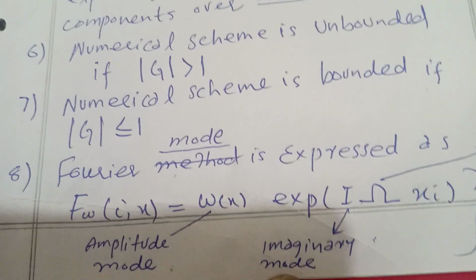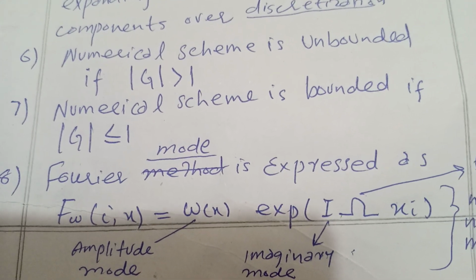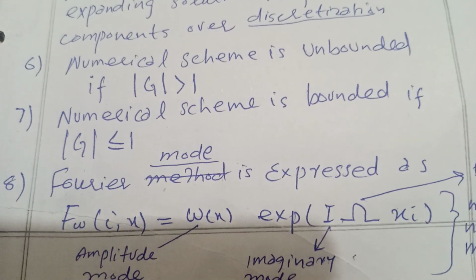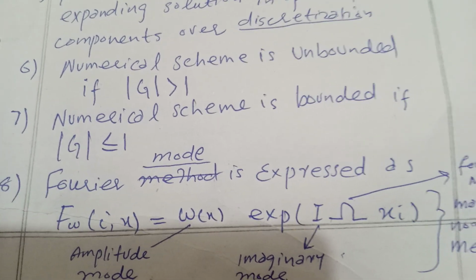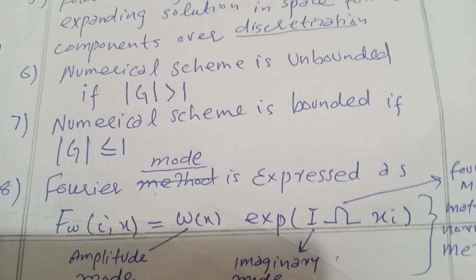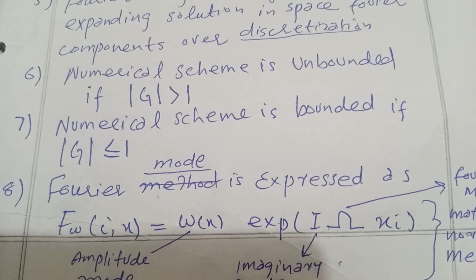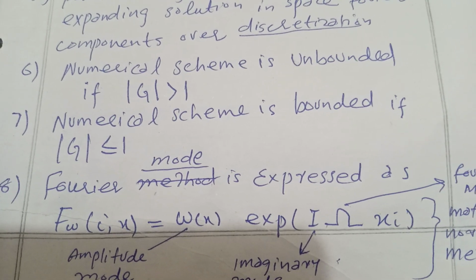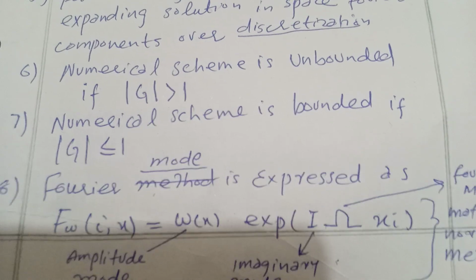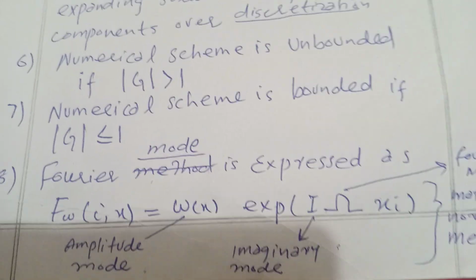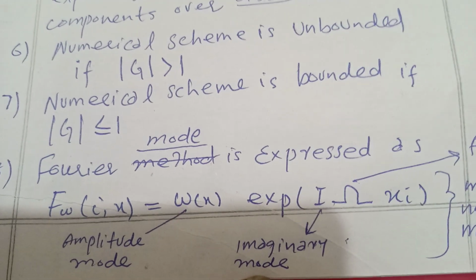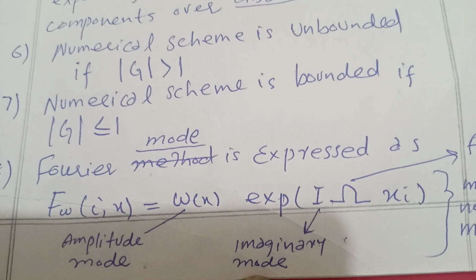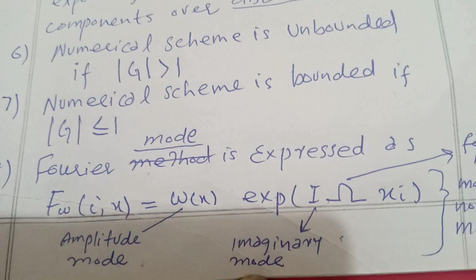Number next is, a numerical scheme is unbounded. The condition for unbounded was |G| greater than 1. Now the condition for boundedness is |G| less than or equal to 1. Number 8 is, the Fourier mode is expressed as F(ω, x) equal to W(x) e to the power i ω x.